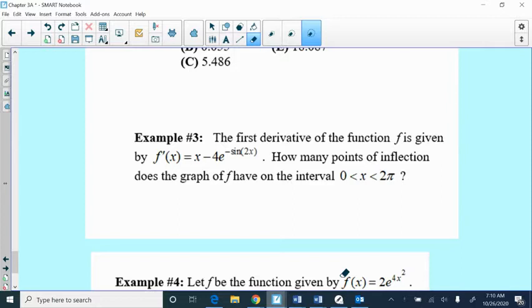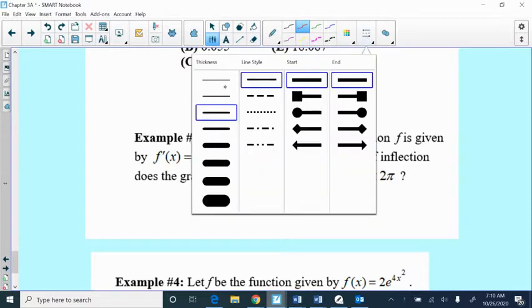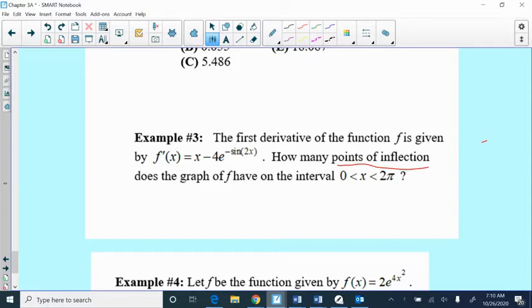In this case, it says the first derivative is given by this, and it's already the first derivative. So we have to make that mental note. When it's asking how many points of inflection, we know points of inflection are a second derivative test, but the fact that you already have a first derivative means we only need one more derivative. So I'm going to go ahead and put that into my calculator.